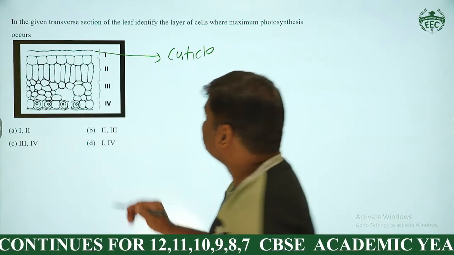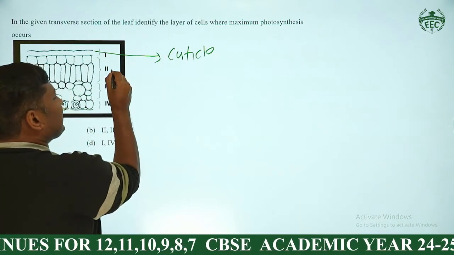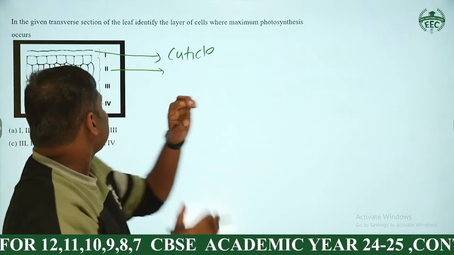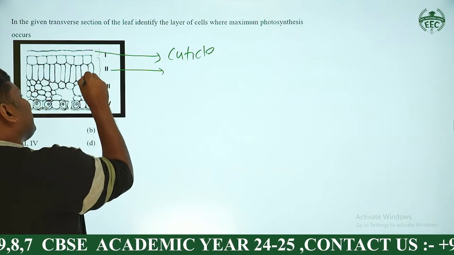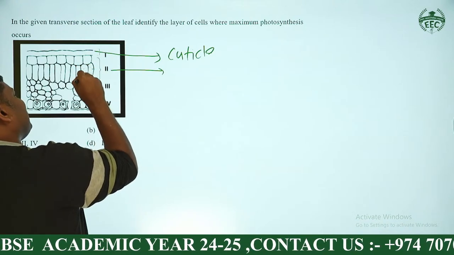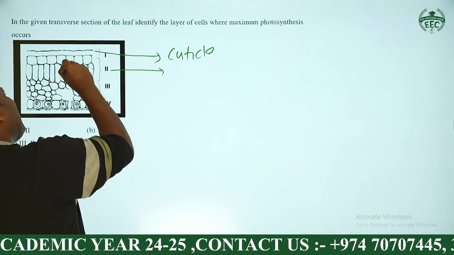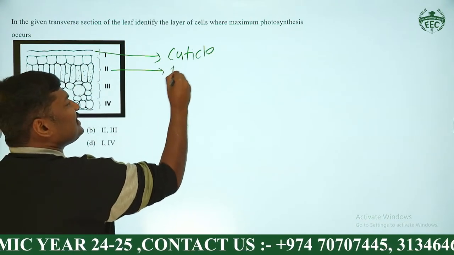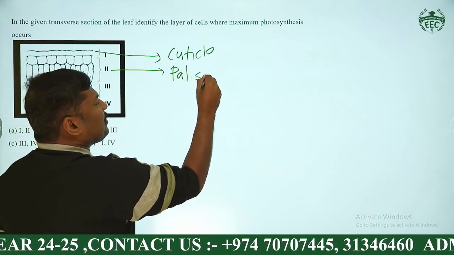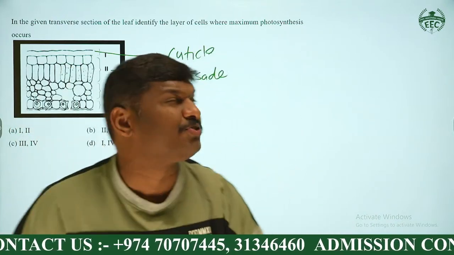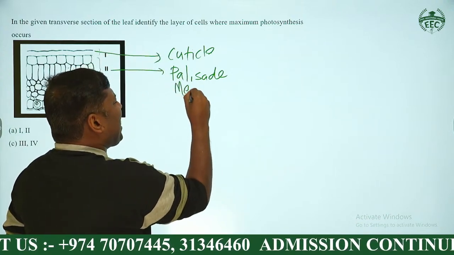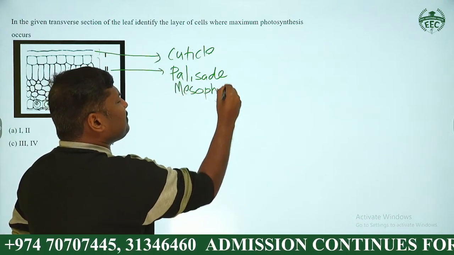And what is the second region, my dear students? That is very, very important. The second part, you can see the upper epidermis is there. And this is the cell, very important, actually. This is black and white, that's why, but here it is purely green in color. This is what we call a special type of mesophyll cells, and that is called palisade mesophyll. And that word is important, my dear students.